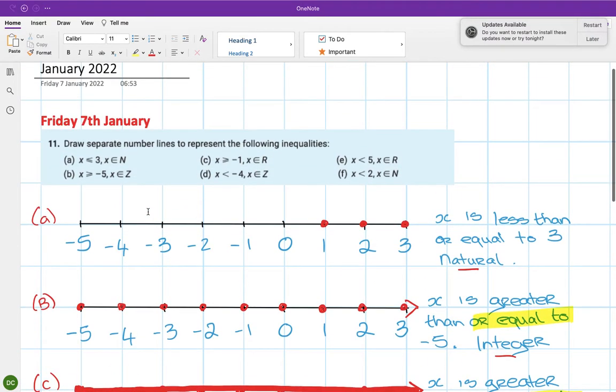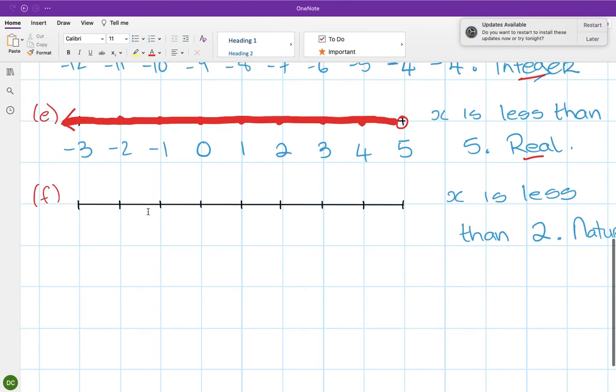Okay, and the last one, translate. X is less than 2, and it's natural. So again, if we're going to do less than 2, it means we're going to be moving to the left. So I'm going to put the 2 on the right and go smaller than 2. And again, just fill the number line. Okay. There's no or equal to, so my first dot's going to go on 1.